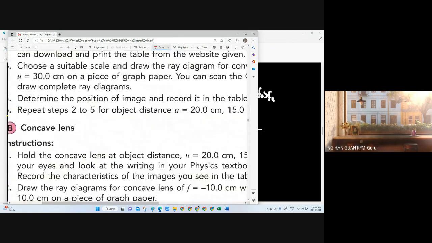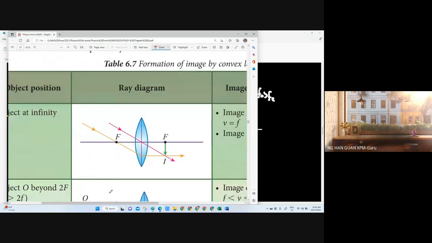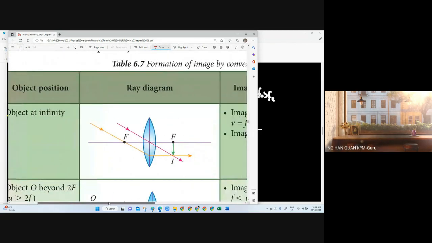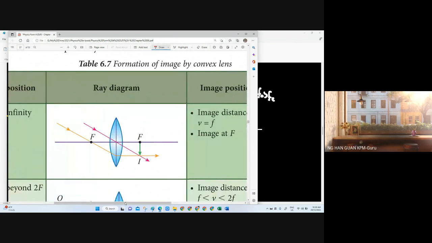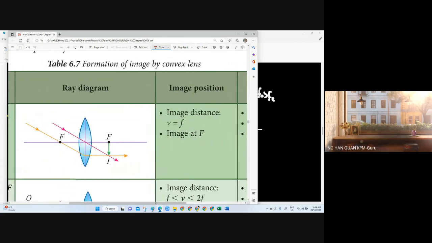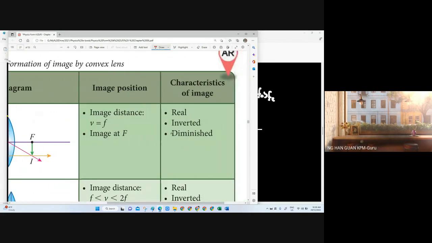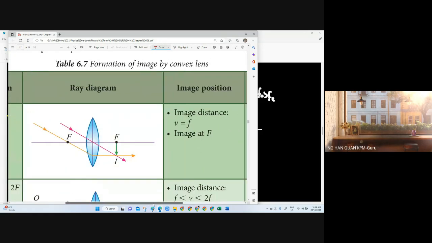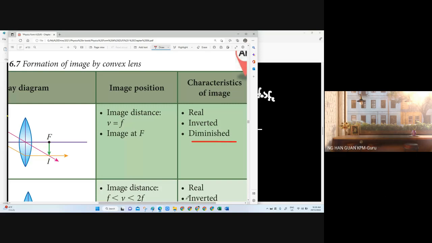When the object is from infinity, the image will be located at F. And it will be real, inverted, and diminished. Why are we able to know it is diminished when the object is located far away? Because when the object is located far away, we still can see the image formed by the lens. For sure, the object is very big.